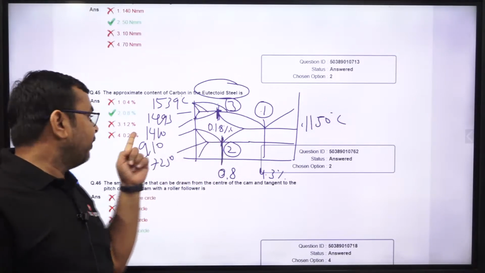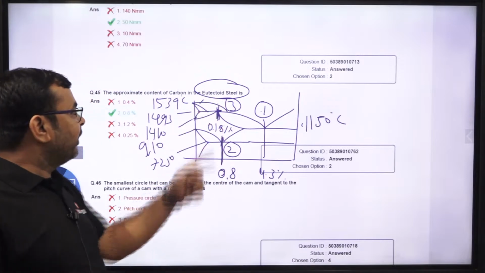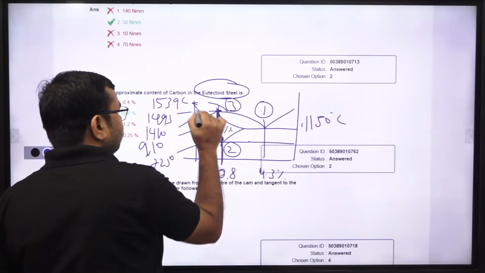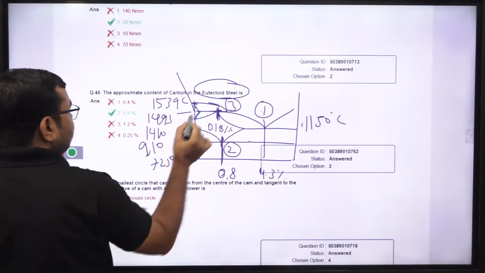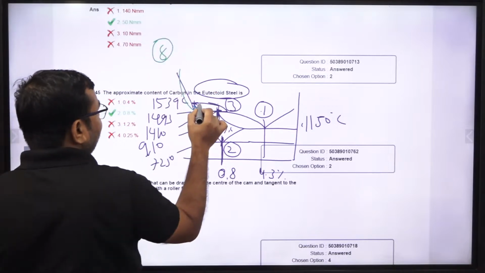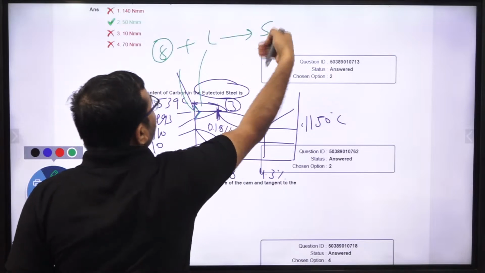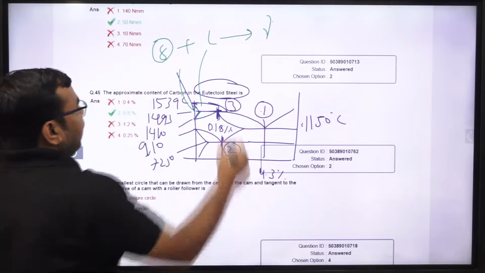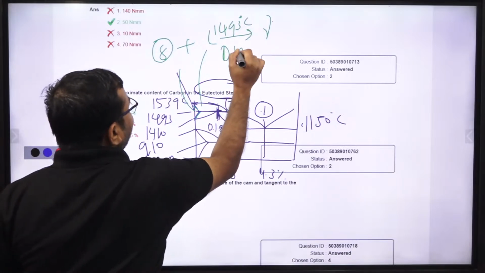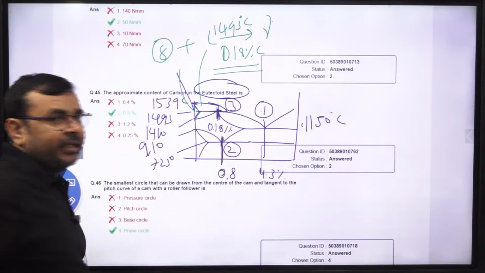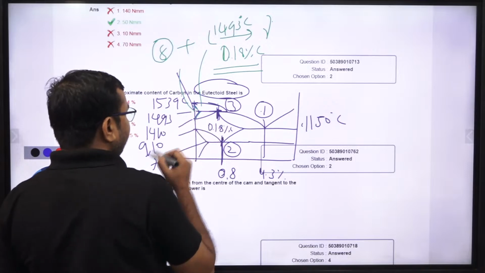At 0.18% carbon and 1493 degree centigrade, this reaction takes place in which you can see here you have delta. This is the first transformation of iron, and here you have liquid. So delta plus liquid will be converted into another solid, and that solid is austenite. At what temperature? 1493 degree centigrade, and what composition? 0.18% carbon. This is called the peritectic reaction. Yes or no? Is it clear?